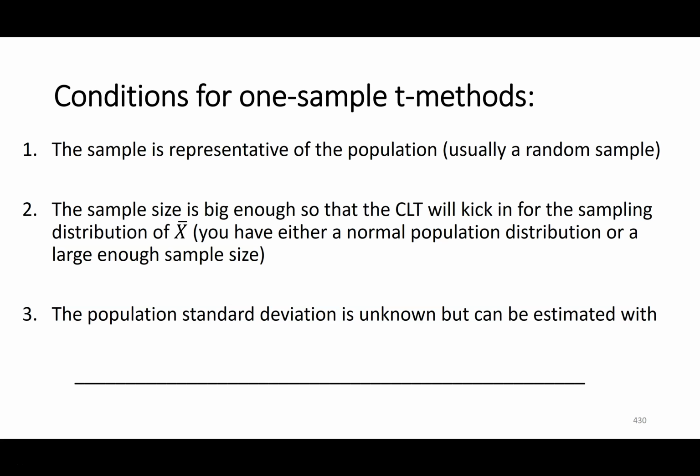So we are going to be transitioning over to one-sample t methods. Their conditions are going to look very similar to the last 2 weeks. We still want to have a representative sample, usually a random sample from the population, and we still want our sample to be big enough so that we could expect the sampling distribution to be roughly normal. However, condition 3 is what's different. We do not know the population standard deviation. However, we can estimate it using the sample standard deviation.